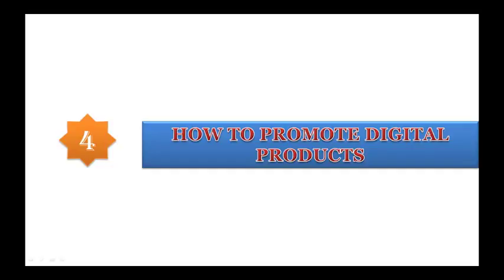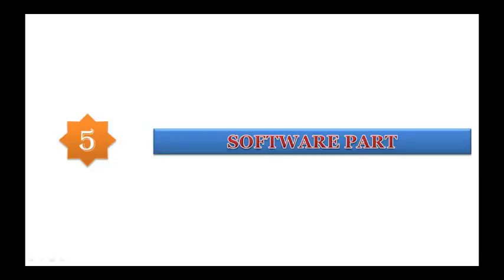Section 4 is about how to promote your digital products. This is really a very important section where I have explained in detail about some of the good websites where you can start selling your digital products. So please do not skip this section, because the lectures in this section will be very useful for your digital marketing. Section 5 is the software part.